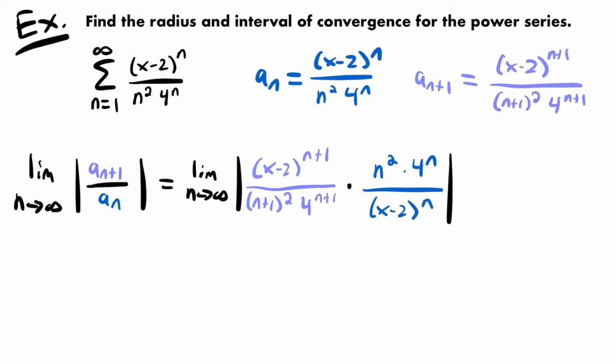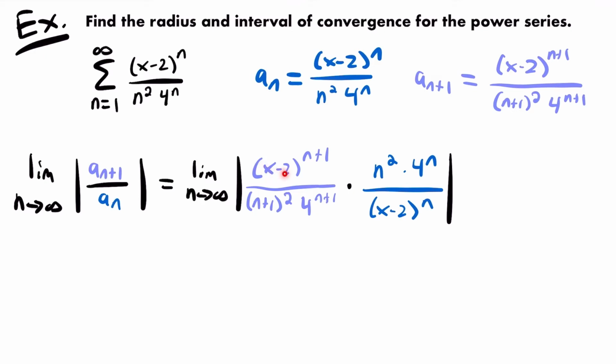Okay? And so now what we want to do is simplify this limit up to a point where we can evaluate it and see what values of x are going to make this limit less than 1, which from the ratio test would say that our power series converges. Okay, and so the first thing I'm going to do is break up our powers.